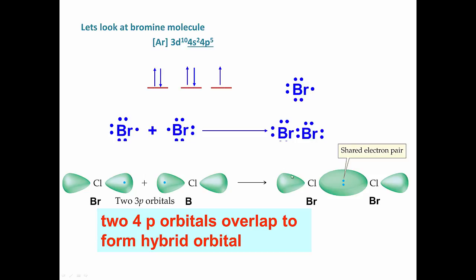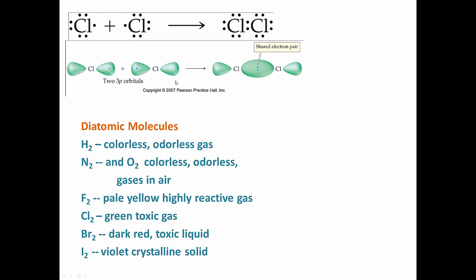I think this figure here is covering that up. We have the 2 bromine atoms. So we have 2 p orbitals that overlap to form this covalent bond. Okay, here we have 2 chlorine atoms, and again we have these p orbitals overlap to form this covalent bond between the 2 chlorine atoms. Now we have a chlorine molecule, and this is what I just explained on the other slide.